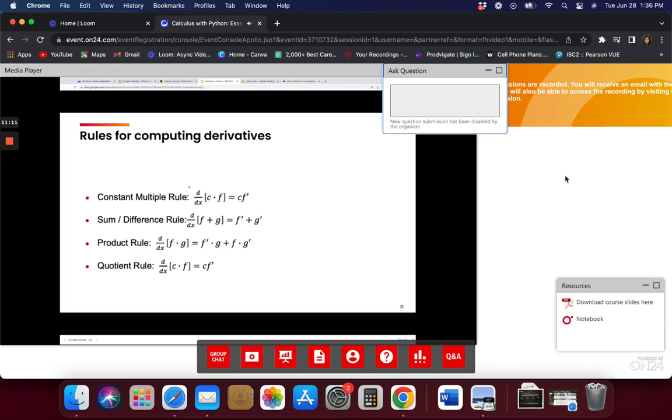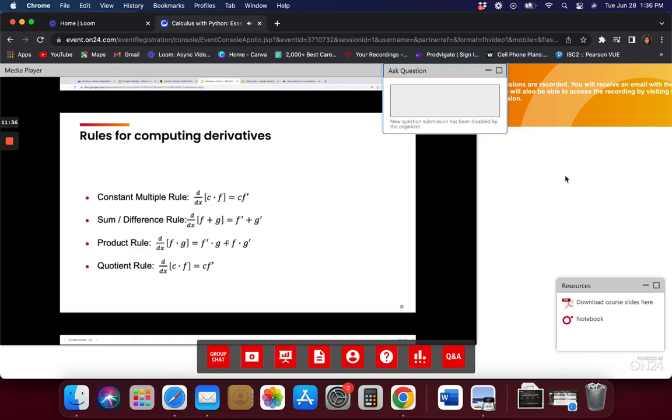If this notation is confusing, f prime means the derivative of the function f, which is the same as d over dx of f, which is the same as df over dx. So my notation might change throughout. Those are the three common ways to represent derivatives.